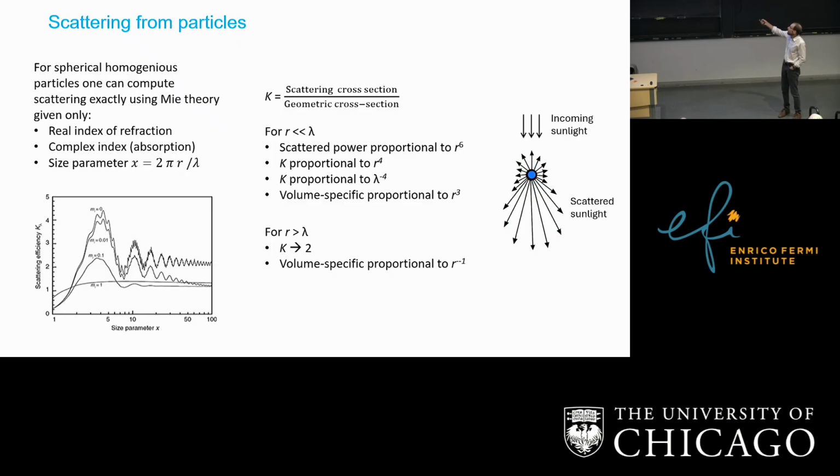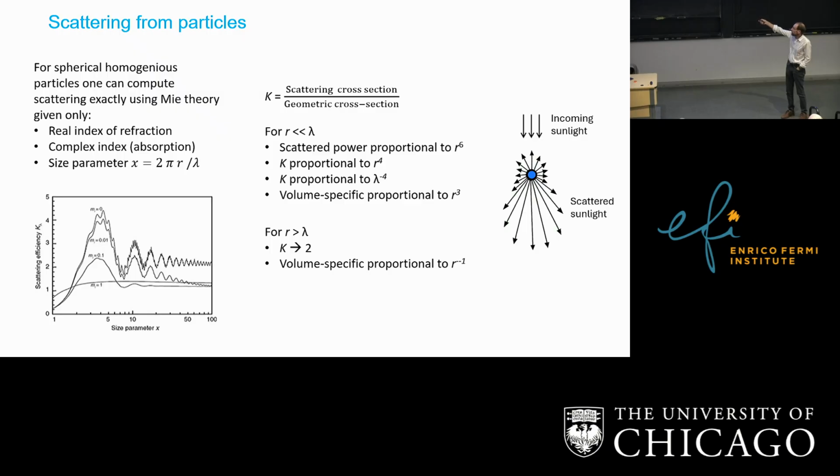And then I'll just tell you some of the key things. What matters here is this K or Q, it's called different things in different literature, but it's the ratio of the geometric cross-section, that is how big the particle looks, pi r squared, compared to the fraction of light going through that thing that is reflected or scattered. It's called the dimensionless scattering cross-section. And I just want to tell you two things.